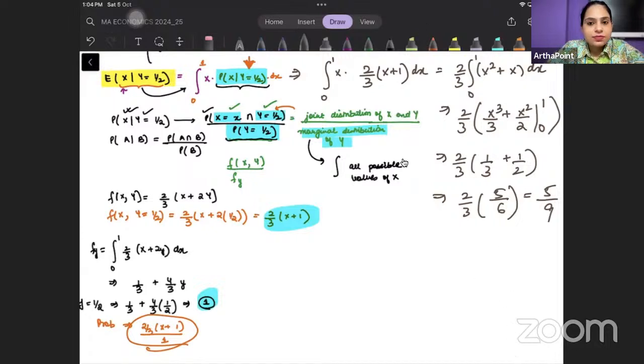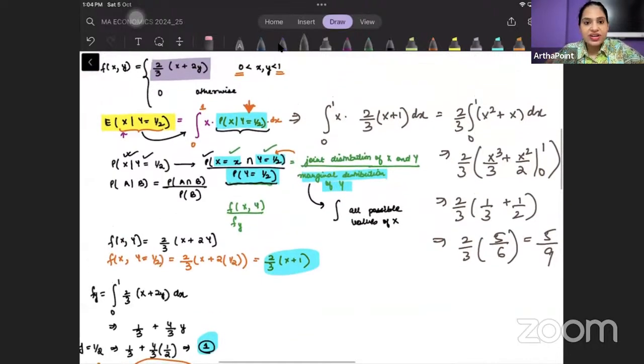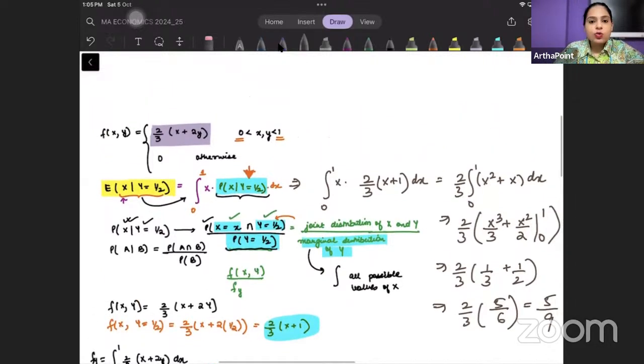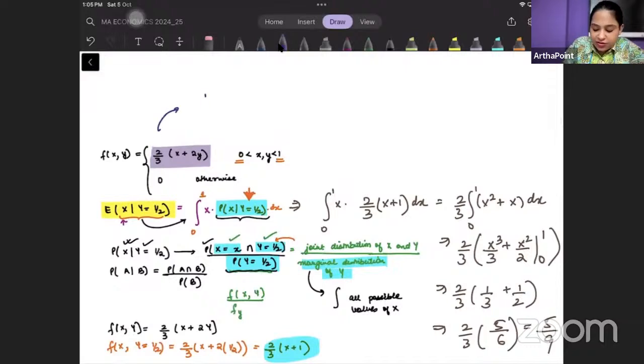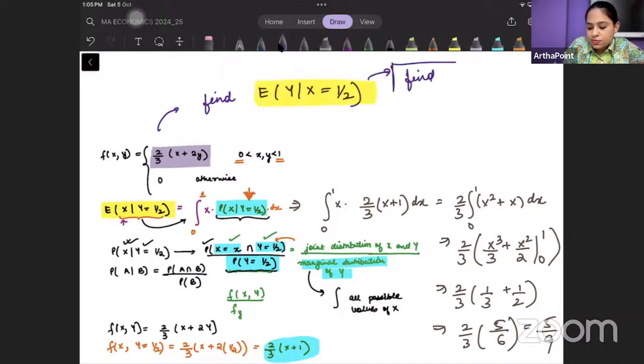Is this clear? It's a little tricky question, so you need to practice such questions. They will not come in one go. You need to practice them again and again to understand the gist of this question, what the question is saying. As homework, can you reverse it and find E of y given x is half? Please try this part, then we will discuss it in the group.